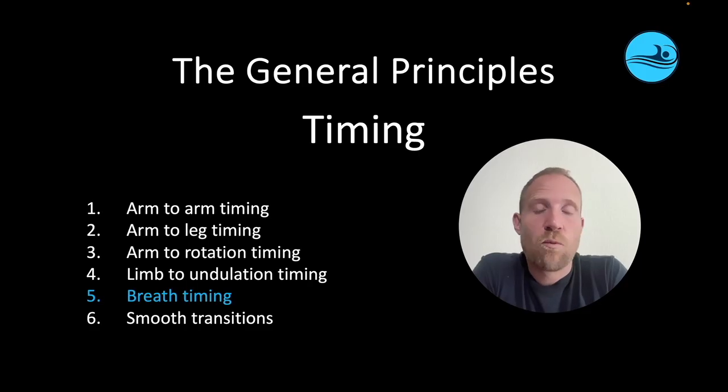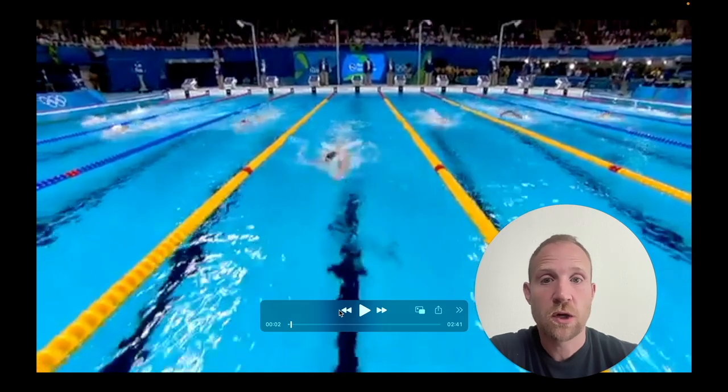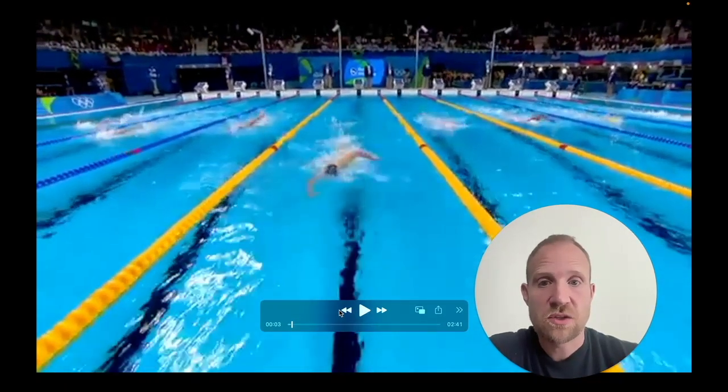Breath timing, what can happen when it's not done at the appropriate time, and the general strategies for breathing correctly at the right time. We'll take a look at freestyle, breaststroke, and butterfly. So the general idea is that swimmers are going to want to breathe to the side that they are rotating towards and away from the arm that is recovering over the water. And so athletes are doing that here.